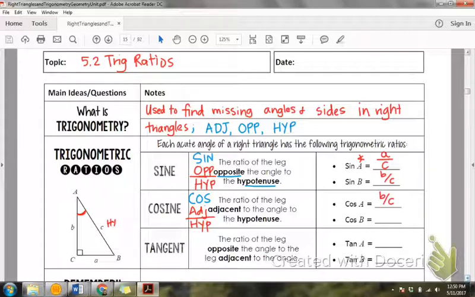Again, if you are confused, I want you just to keep writing. We're gonna make it. When we start to do some examples, I promise it's going to help. Cosine of B. So let's look down at angle B. Remember, cosine is adjacent over hypotenuse. So which side is adjacent to angle B? A, right? It's beside it. So it's A over what? C. Good.